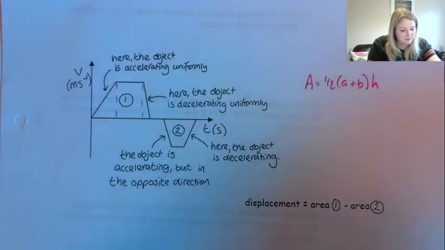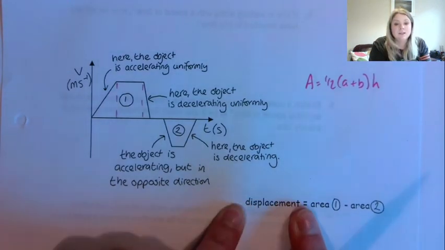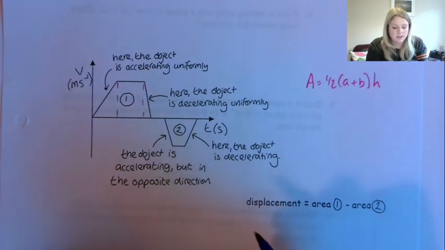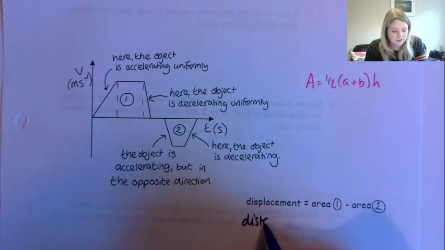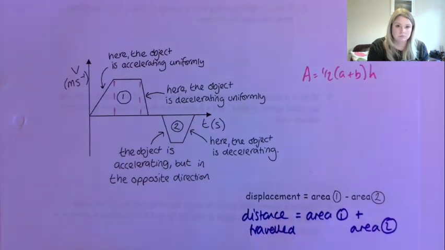Now, be careful, because if the question asked that, that's what you would do. But if the question asked you for the distance, the distance travelled, I should have said, it would just be area 1 plus area 2. Okay.